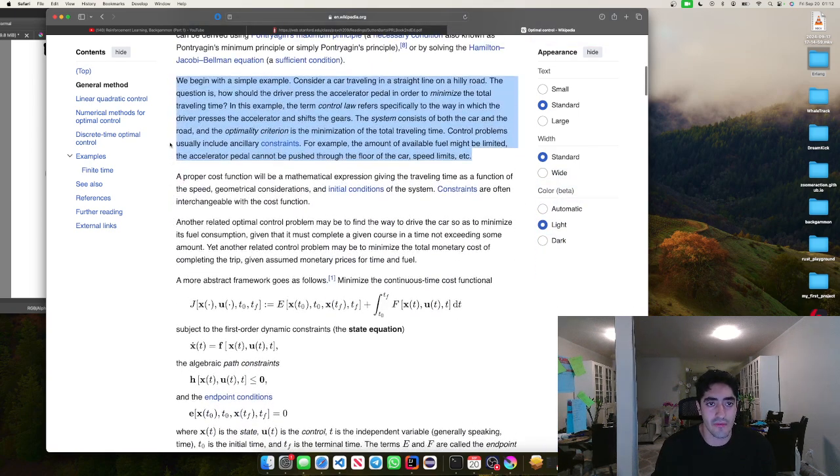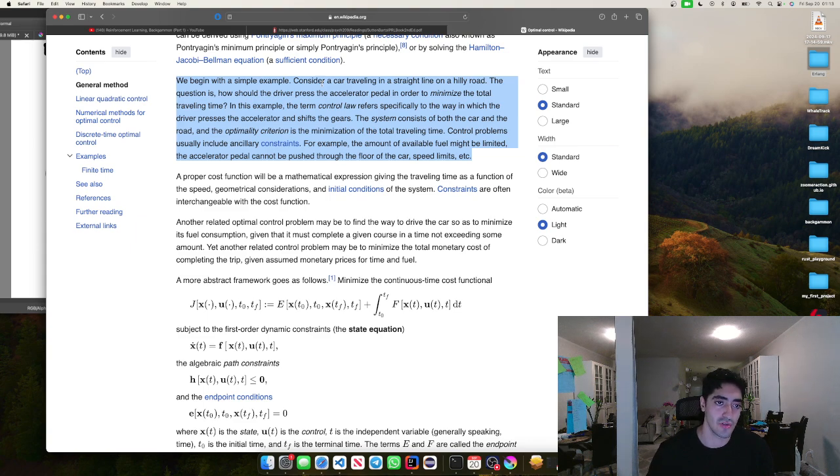We begin with a simple example. Consider a car traveling in a straight line on a hilly road. The question is, how should the driver press the accelerator pedal in order to minimize the total traveling time? In this example, the term control law refers specifically to the way in which the driver presses the accelerator and shifts the gear. The system consists of both the car and the road, and the optimality criterion is the minimization of the total traveling time.